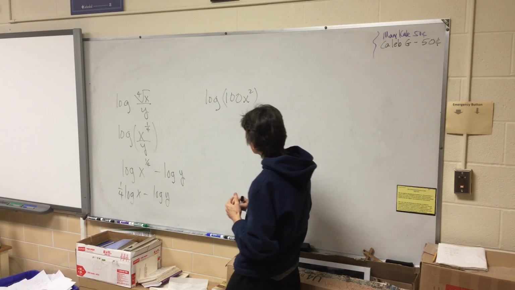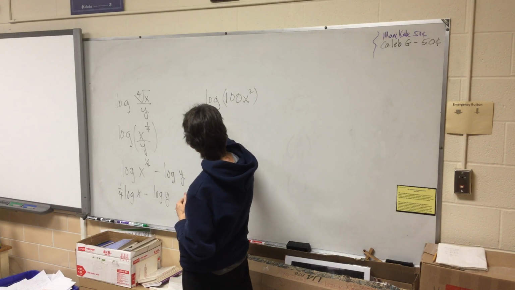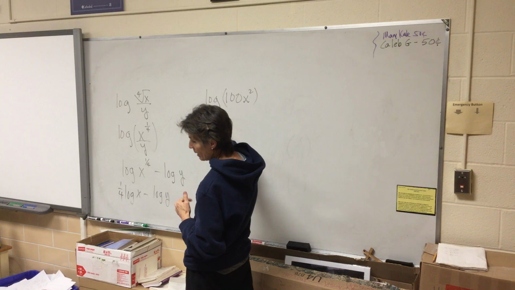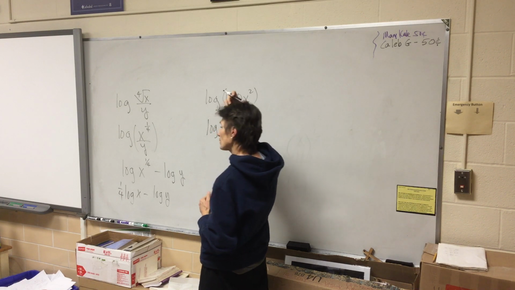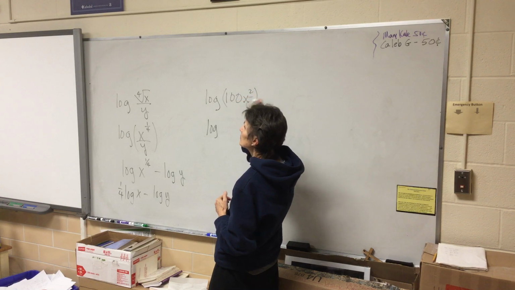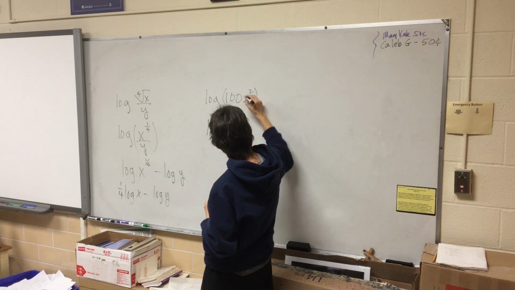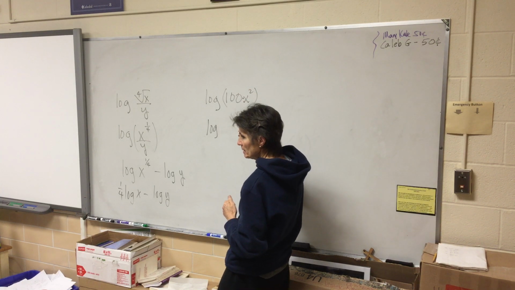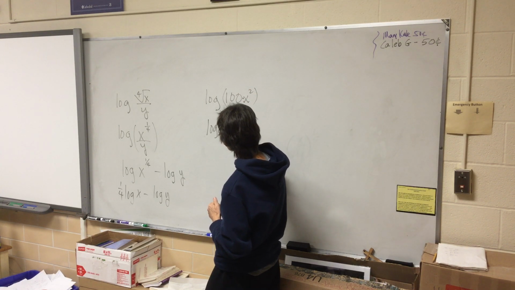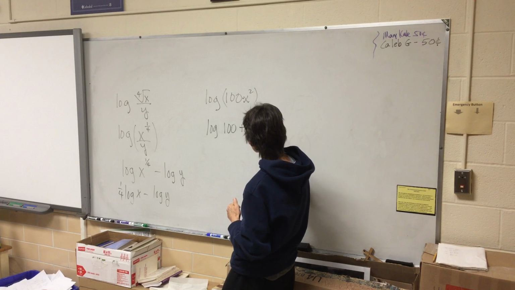I didn't know my picture was off. That's okay. How will I break this apart? Not sure entirely. All right, well, let's pay real close attention. This is a multiplication problem, so it'll be the log of 100 plus the log of x squared.